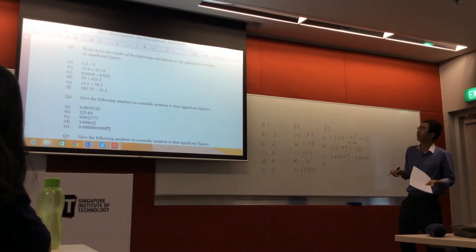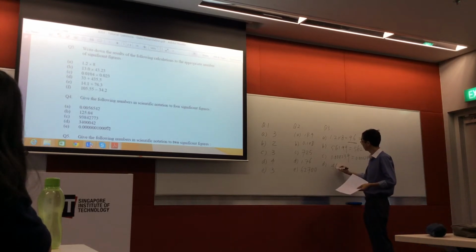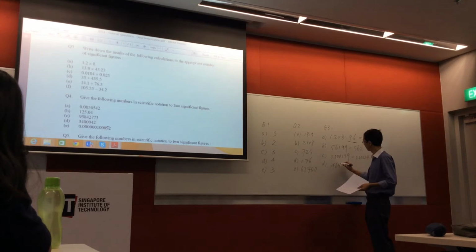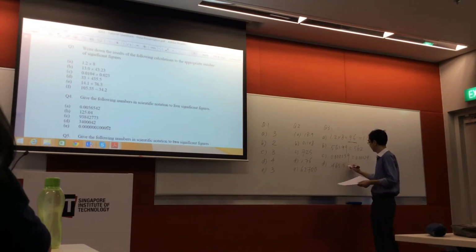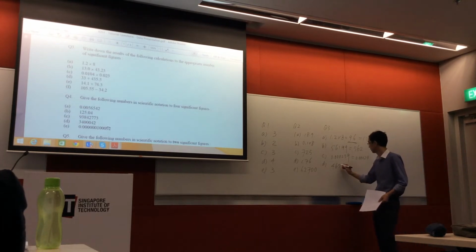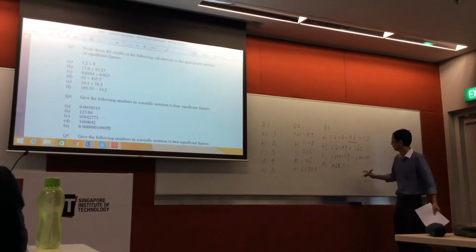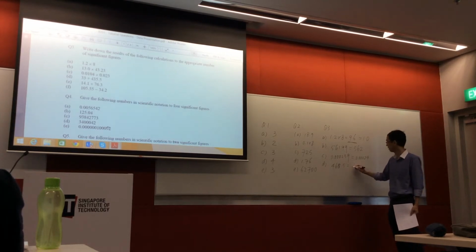so 33 plus 435, right? So the final result will be 465.5. Huh? Oh, sorry, 468. Yeah. And for the final result you can only have 0 decimal places. Right?